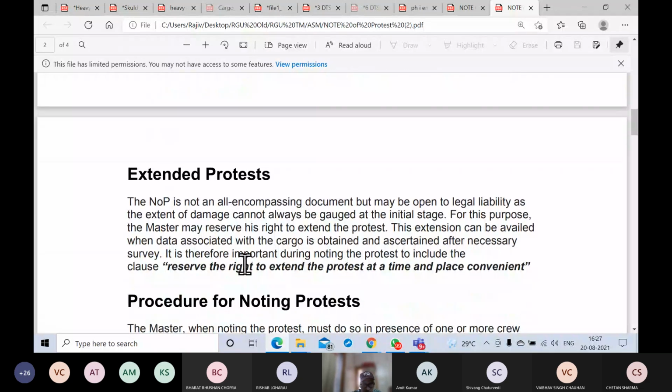This is also there, extension of protest, reserving the right to extend the protest at a time and place convenient to the vessel. This is included as an integral part of any NOP, because you see, NOP is being done even for fearing damage. So damage is not cited as yet. So the vessel will reserve the right to extend the protest at a time and place convenient, which means when he actually cites it. This thing is clear? Extending protest.